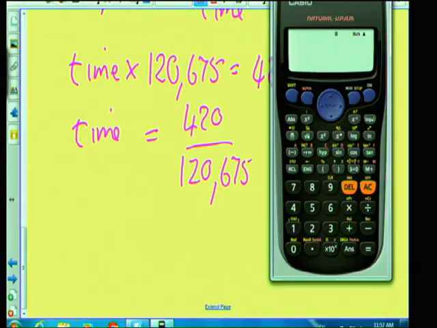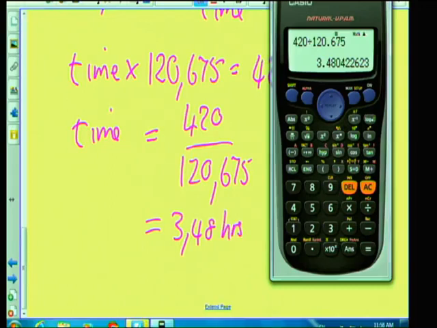We're going to take 420 kilometers divided by the speed of 120,675 equals, and that gives me, very important to realize, 3,48 hours. But guys, this is hours as a decimal. The 0.48 is not really minutes. Okay? Let's just check that we've got it right.